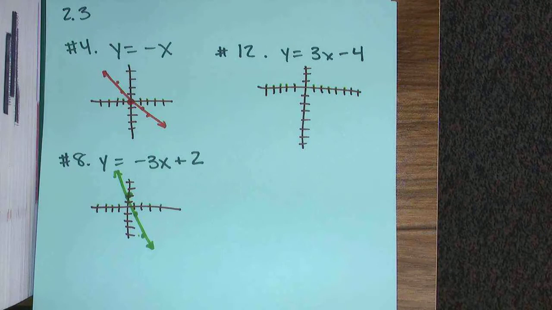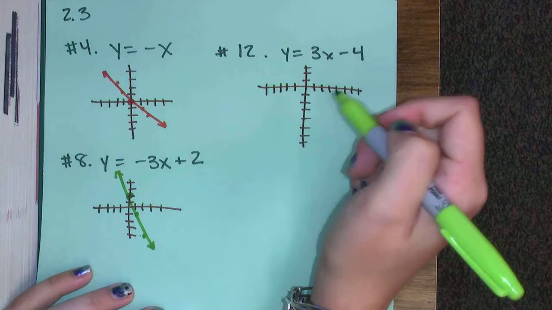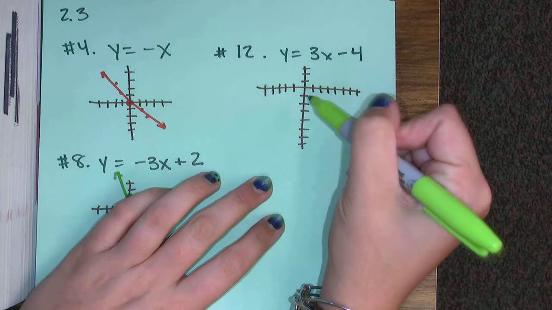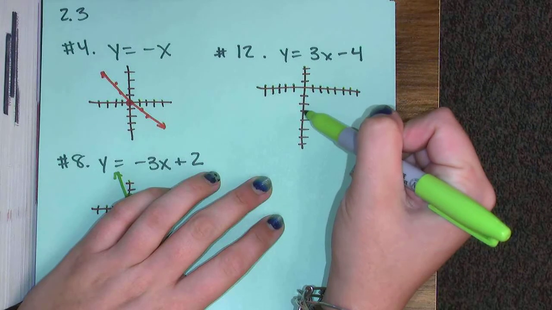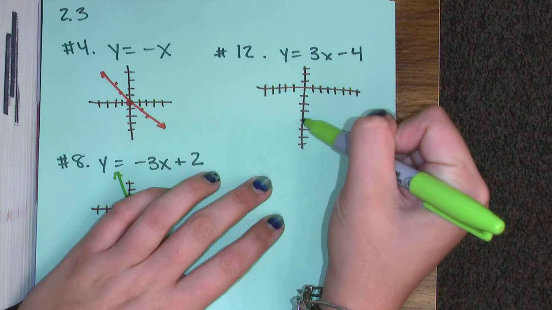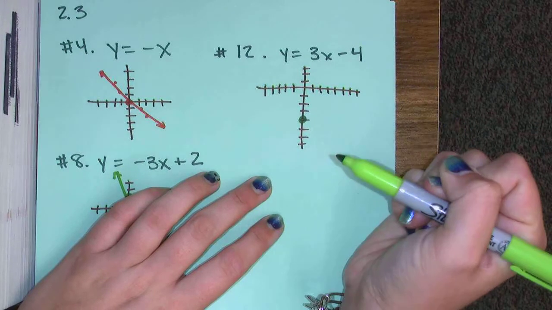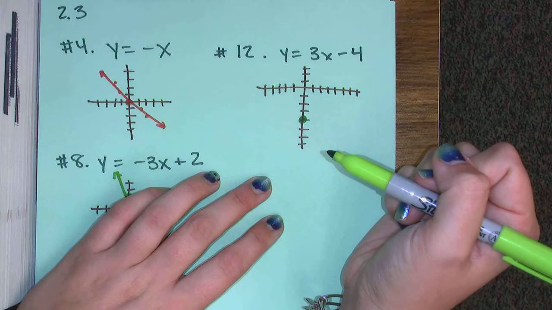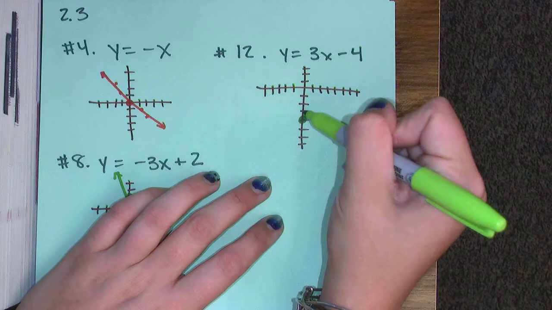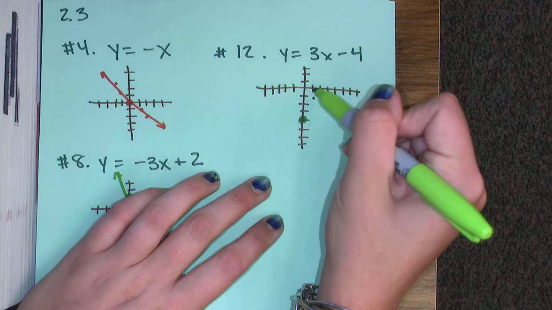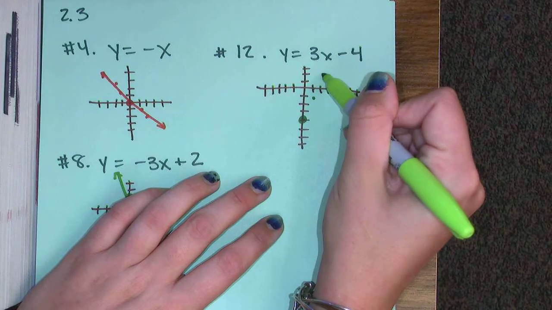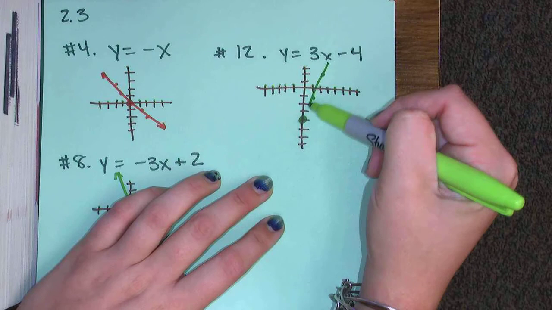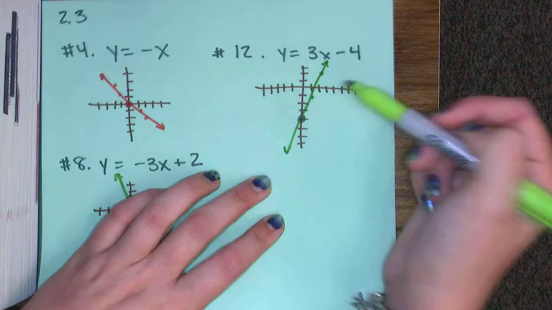Alright, so what would this one look like? So that means it's where? Down 4. Okay, and then now what? Okay, it rises, so it's 1, 2, 3, and over 1. And just connect the dots.